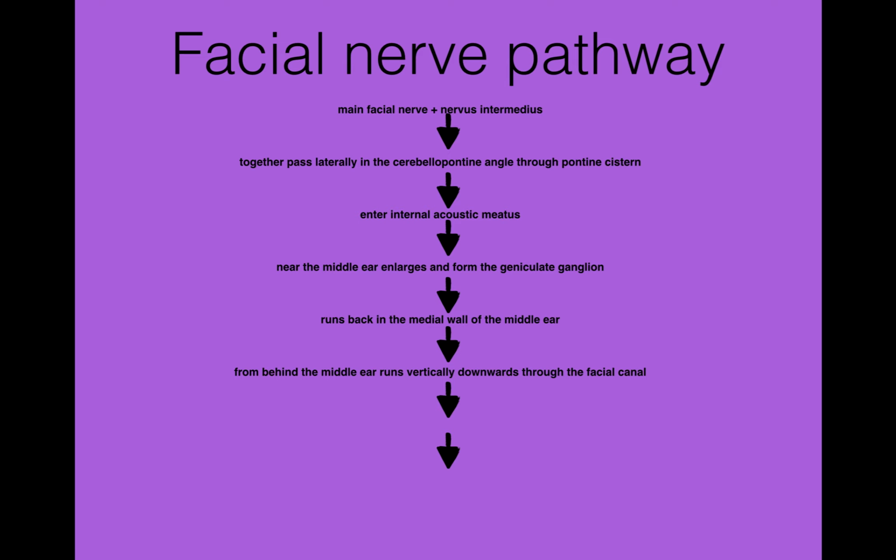And from behind the middle ear, the nerve runs vertically downwards through the facial canal. And after shedding all the nervus intermedius fibers, the nerve emerges from the stylomastoid foramen as a purely motor nerve. And it passes into the parotid gland to give off its terminal branches.